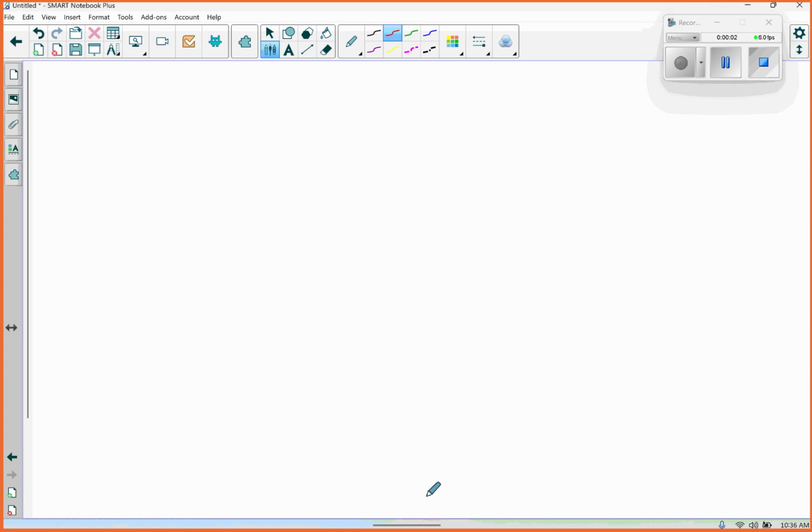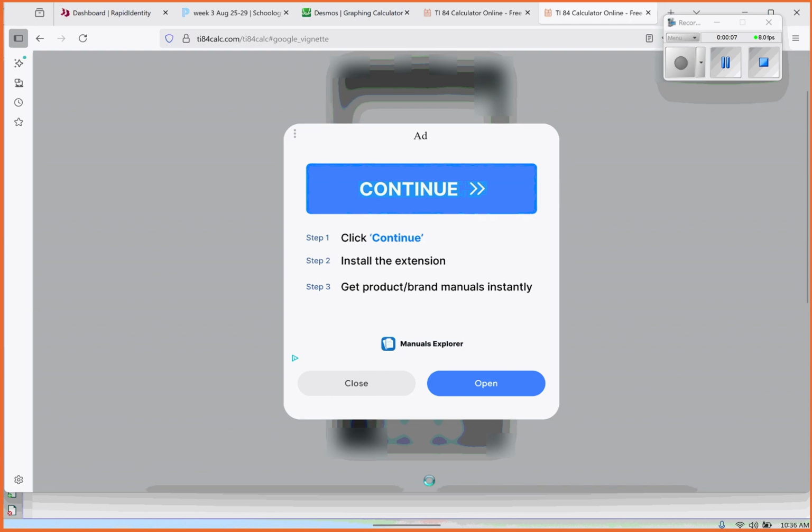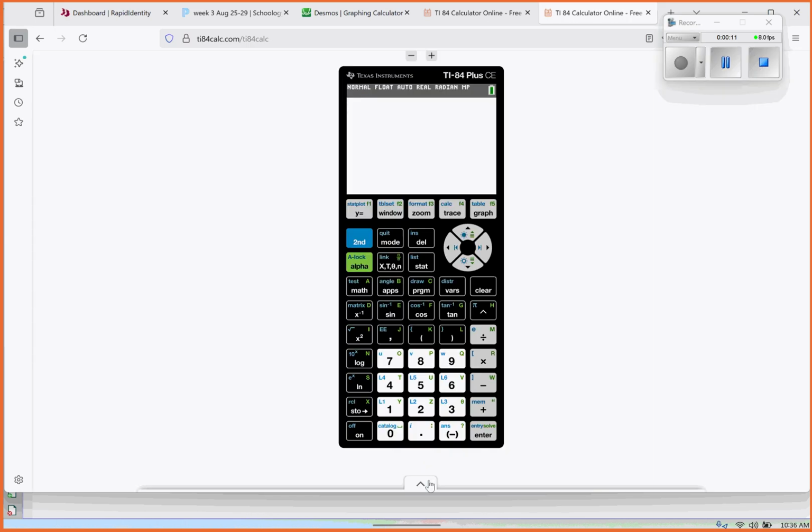All right, what I need you to do on with your calculator. All right. There's a website called Google. You with me so far? So, or you can just type, you see my address up at the top, ti84calc/ti84-calc. You can find it that way.